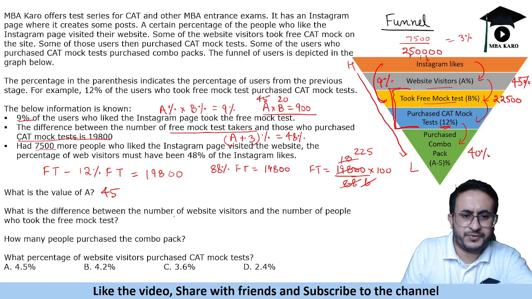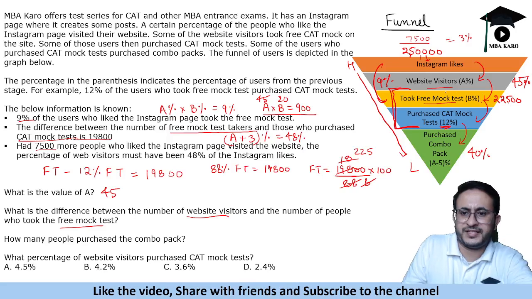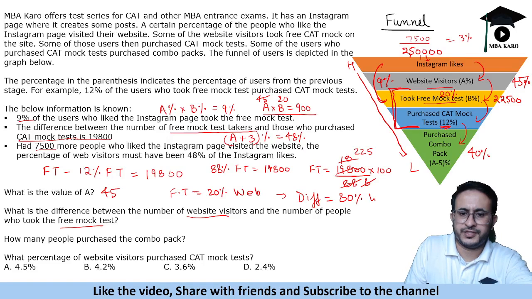It is saying, what is the difference between the number of website visitors and the number of people who took the free mock test? So website visitors is 45% and free mock test is 20% of this. Free test is 20% of website visitors. So the difference will be 80% of web visitors, right? So 20% of web visitors is 22,500. So multiply by 4, you will get 90,000.